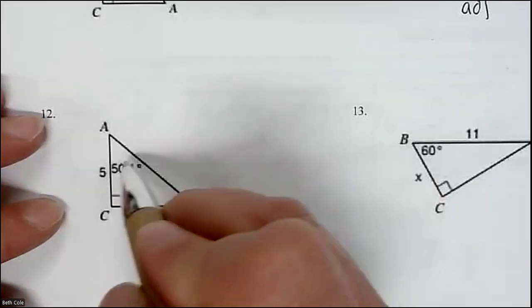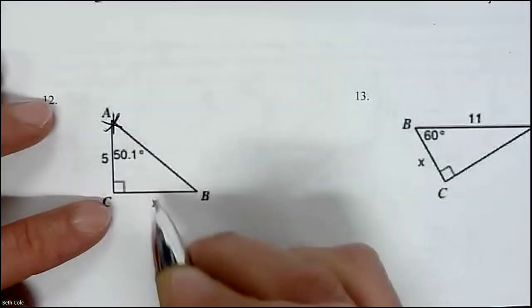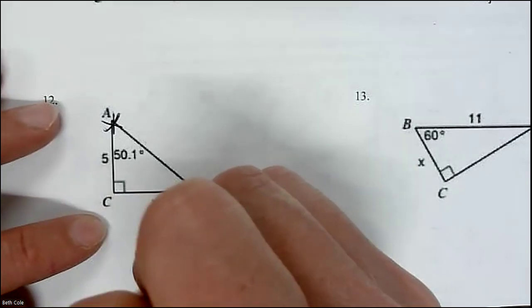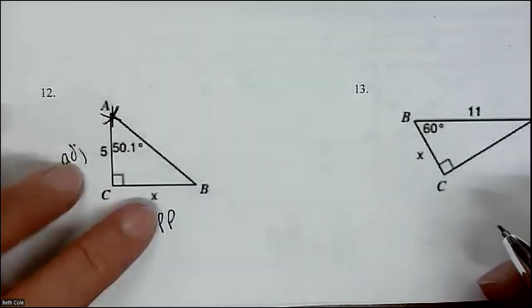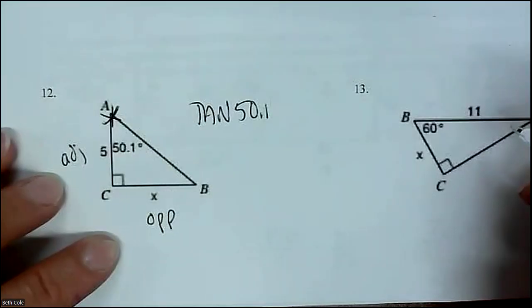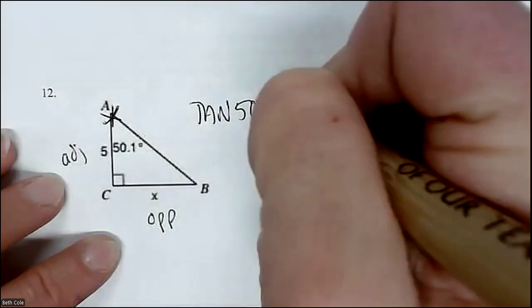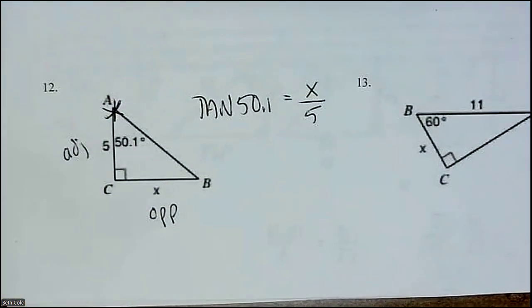Let's try again. Do you see the 50.1 is the one that's labeled? You are here. That means x is the what? Opposite. 5 is adjacent. Which one involves opposite and adjacent? Tangent. Tangent of 50.1, it's always the angle, equals x over 5. And then how would I type? Yep, just multiply the 5 over.